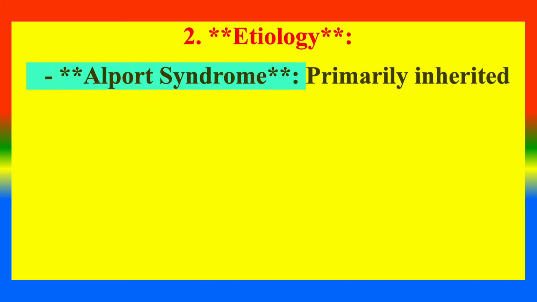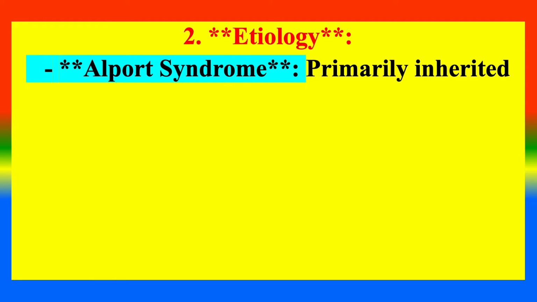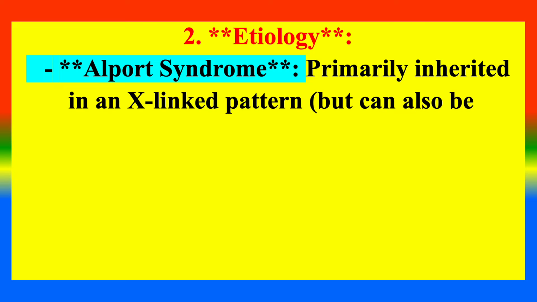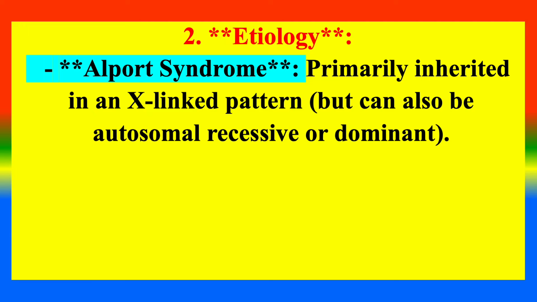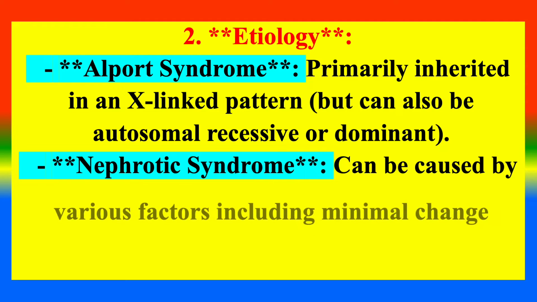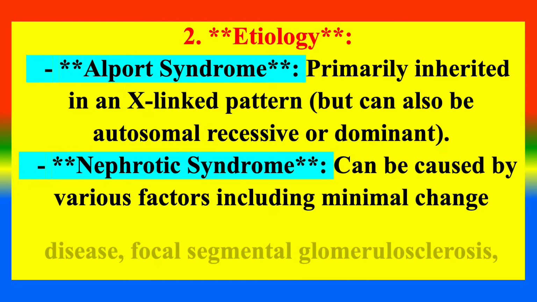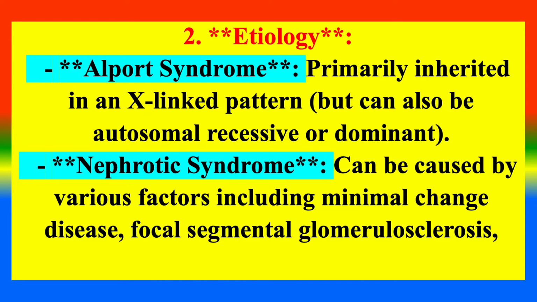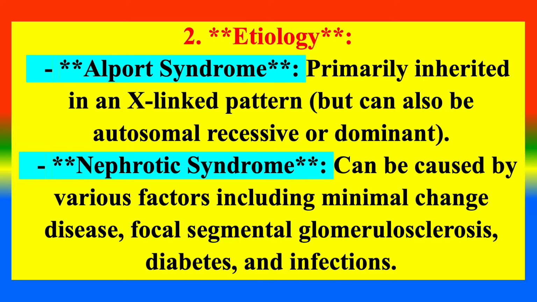Two, etiology. Alport syndrome is primarily inherited in an X-linked pattern, but can also be autosomal recessive or dominant. Nephrotic syndrome can be caused by various factors including minimal change disease, focal segmental glomerulosclerosis, diabetes, and infections.